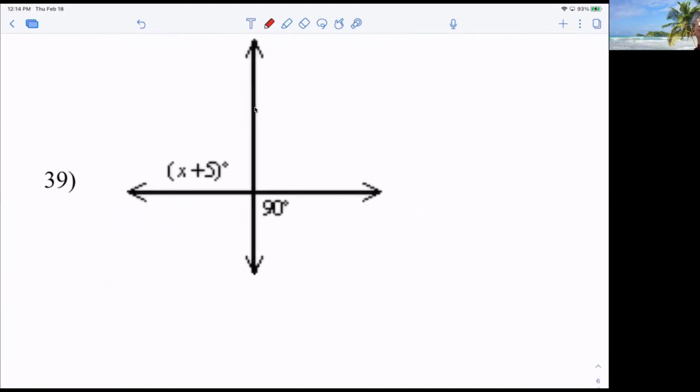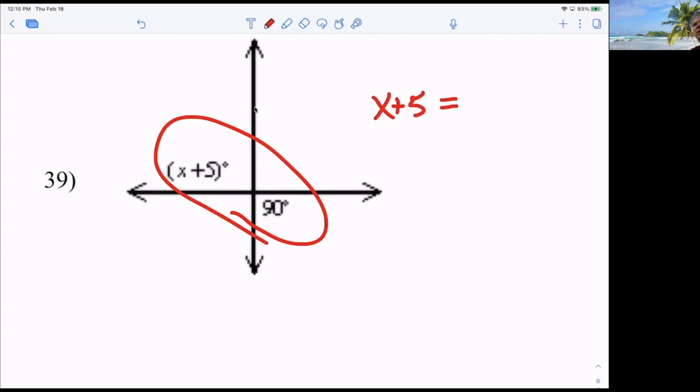39. Molly, what's true here? So what are they? You're right. So now how do I write an equation? x plus 5 equals 90. Why? Because they're what? Say it. Yes, and what are those called? Verticals. And vertical angles are equal. You with me? All right. Now how do I solve x plus 5 equals 90?